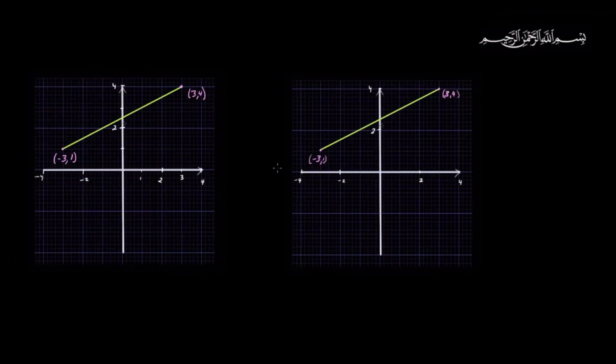Bismillahirrahmanirrahim. Today I want to talk about something interesting. Previously we talked about finding midpoints between two given points.